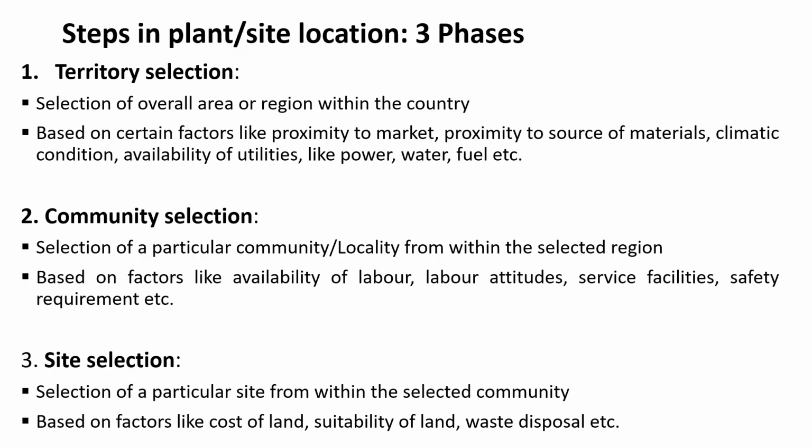Now, once the community has been selected, next comes the site selection. This involves selection of a particular site from within the selected community, and the basis for such selection can be cost of land, suitability of land, waste disposal, and then expansion potential, and also flood and drought experience in the last few years. So based on these factors, we select a particular site.